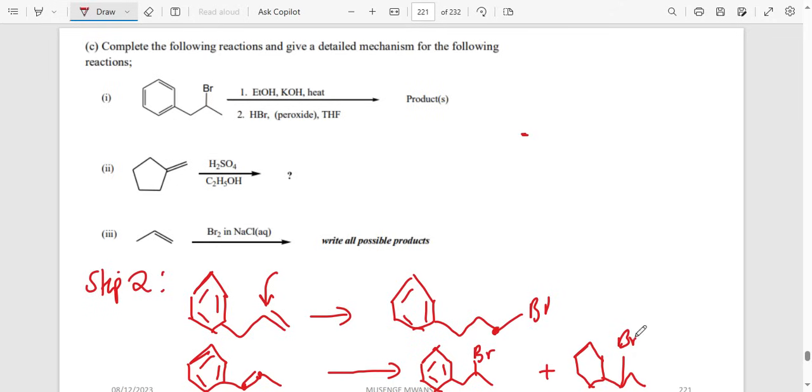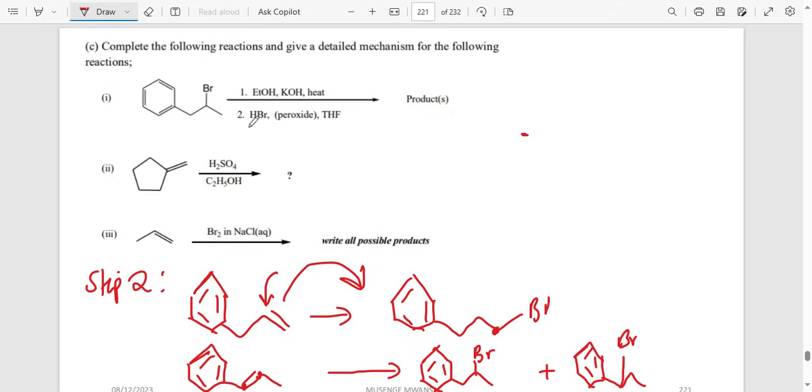I should have written this one down, but then there is no space there. Okay, so these will be the three products. But then let's write the mechanism. How are you going to move from this one to this one? We know we are using HBr with a peroxide. How are you going to move?